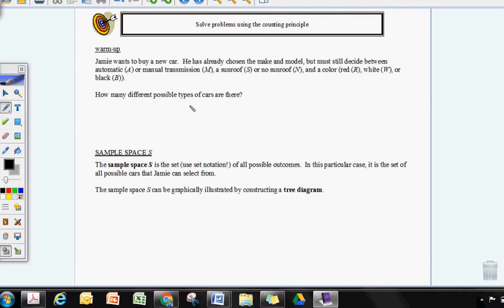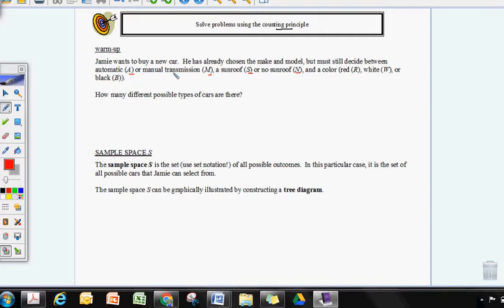Okay, you're back. So our learning target for today is to solve problems using the counting principle. So here's what we're going to do. Jamie wants to buy a new car, and he's chosen a model, but he still has to choose between automatic, which I would get in Crystal Lake, versus manual transmission, sunroof or no sunroof, red or white or black. So how many different types are there?